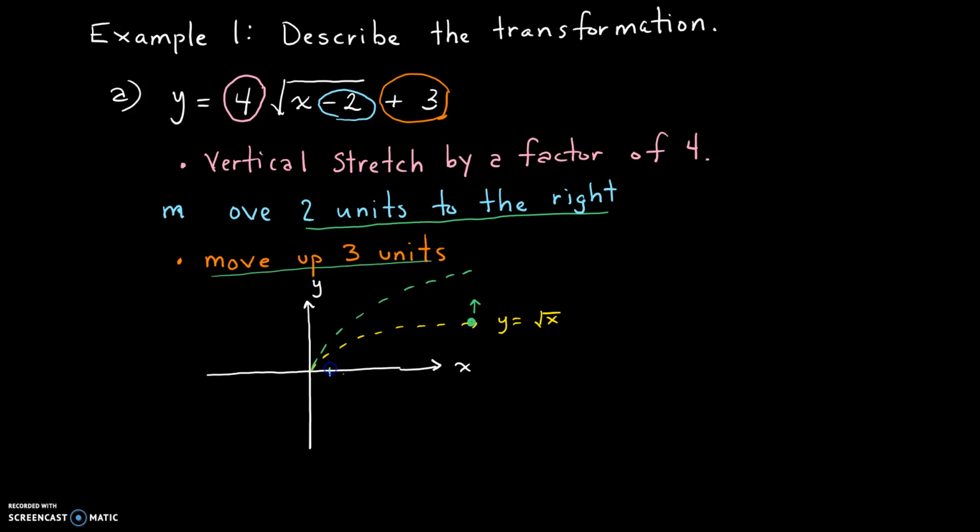It's going to move 2 units to the right. So 1, 2, and then I have to move 3 units up. So 1, 2, 3, and now the graph would start here, but again, it would do the same thing. It's just starting at a different point. And so we've really transformed, or translated, this graph.